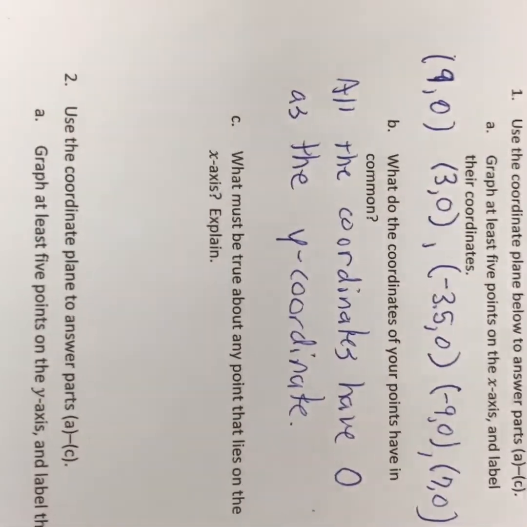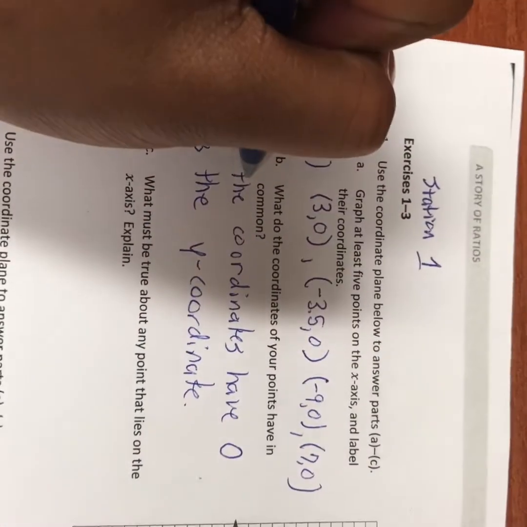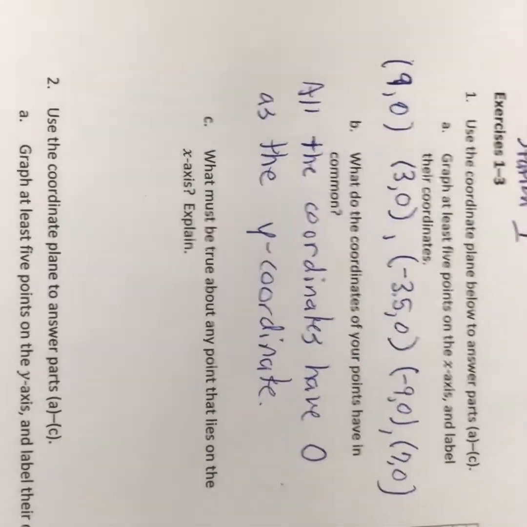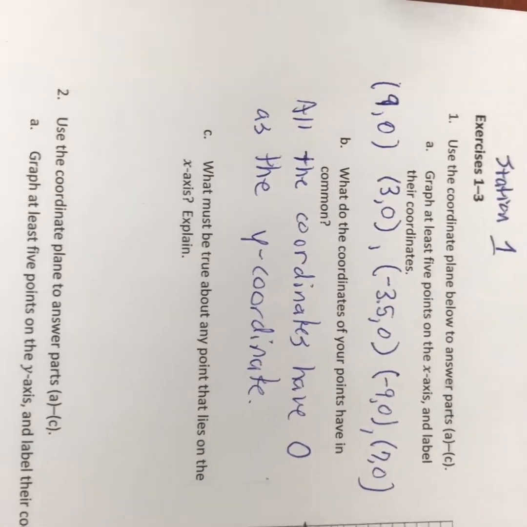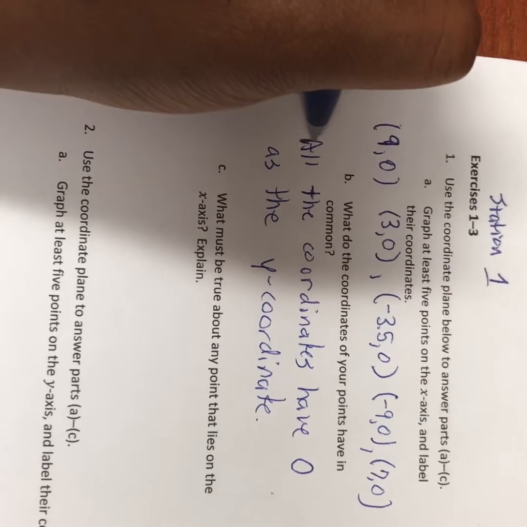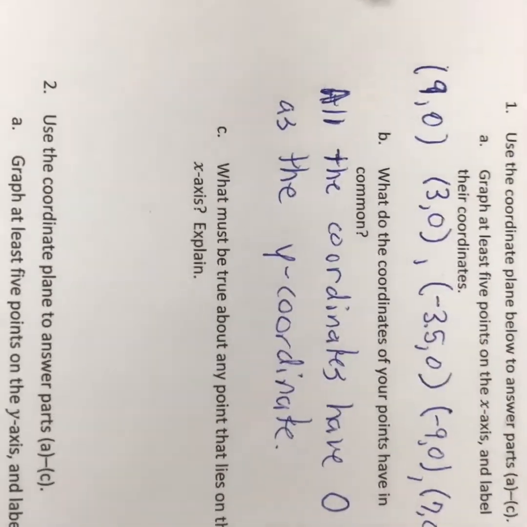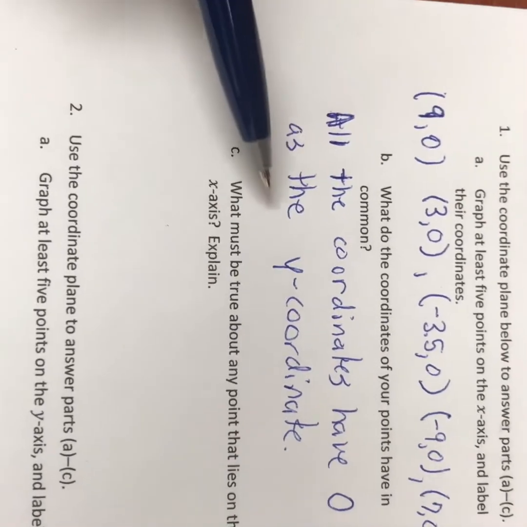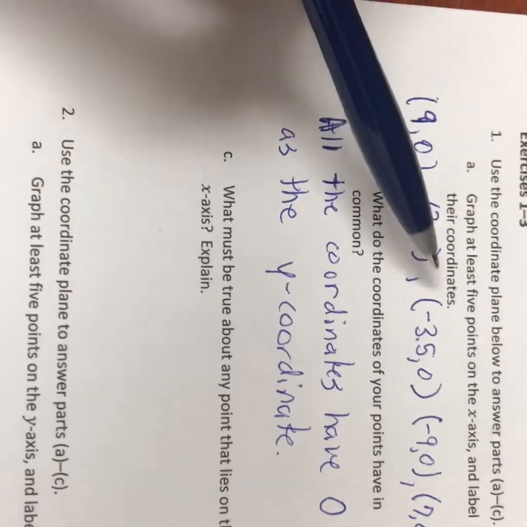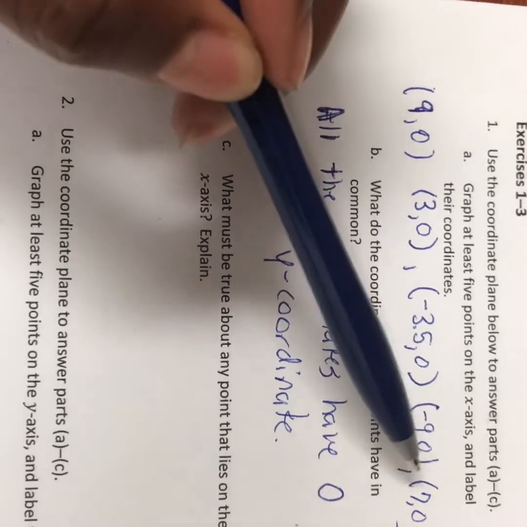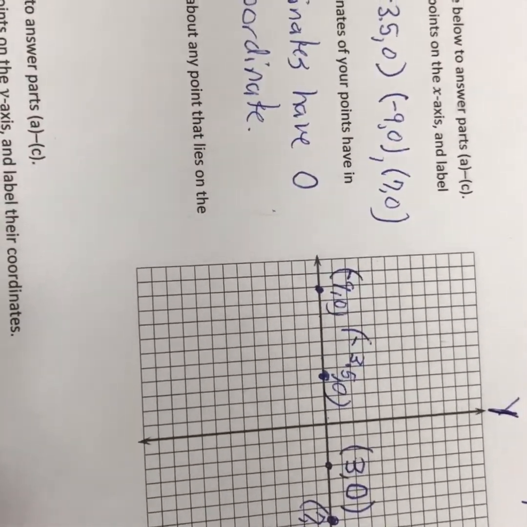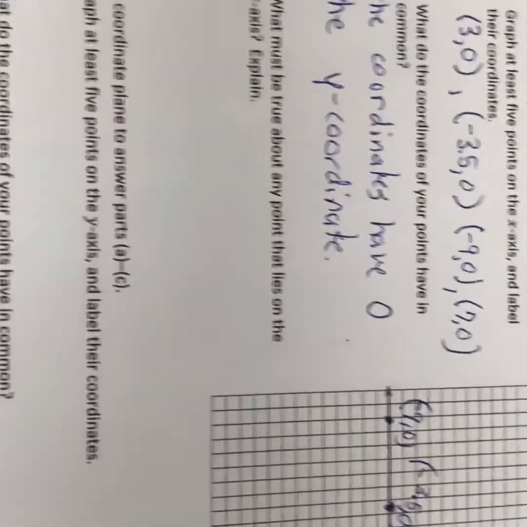Now, that is what they have in common. So if you didn't have this, go ahead and make some revisions. And if you had it, great job. If not, great job as well. Just make some revisions. So all the coordinates have a 0 as the y coordinate. Y coordinate 0, y coordinate 0, y coordinate 0. So all of the points that lie on my x-axis have a y coordinate 0.